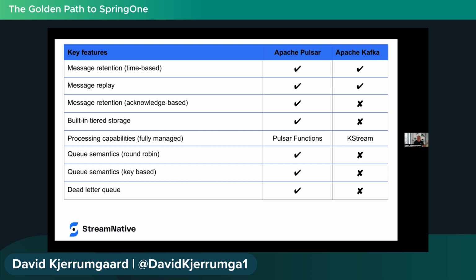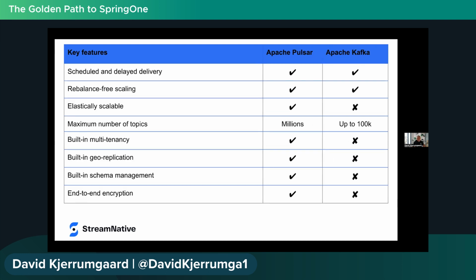We have queuing semantics, which again allows you to have a work queue, throw all this data in one work queue, have hundreds of consumers come in and just grab at it as quickly as they can, process it very quickly. That's supported. We also have queuing semantics on key-based distribution, so you can support total ordering on a per-key basis while still having multiple consumers consume that data. So again, you can have the best of both worlds. We have things like a dead letter queue as well. We have scheduled messaging and delayed delivery, rebalance-free scaling, elastic scalability.